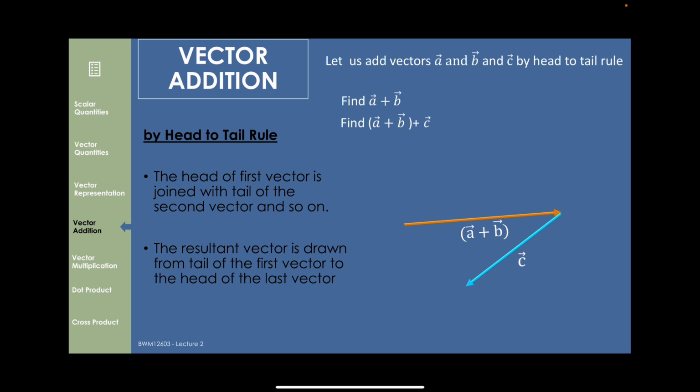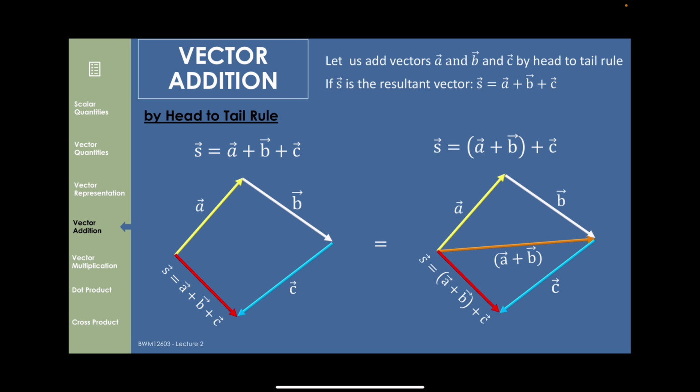Now our vector a plus b is the first vector and c is the last vector. Our resultant vector will be from the tail of a plus b towards the head of c. So it is a plus b plus c. Both of these are the same, you can see in this slide.